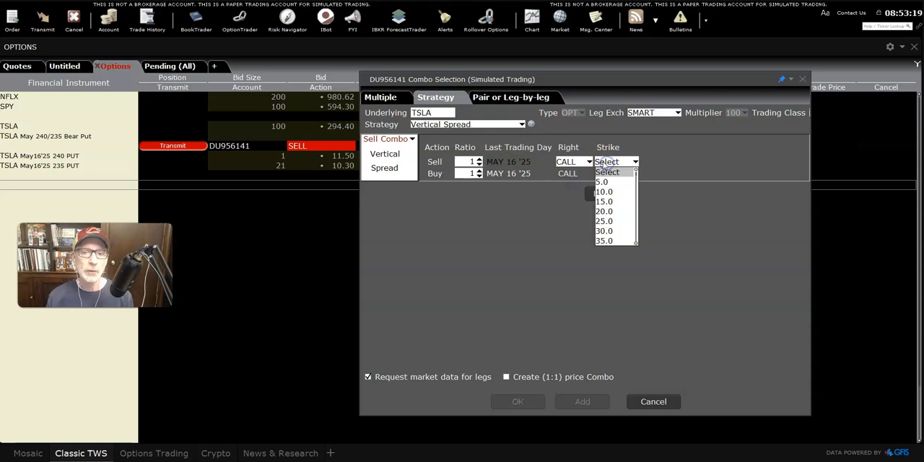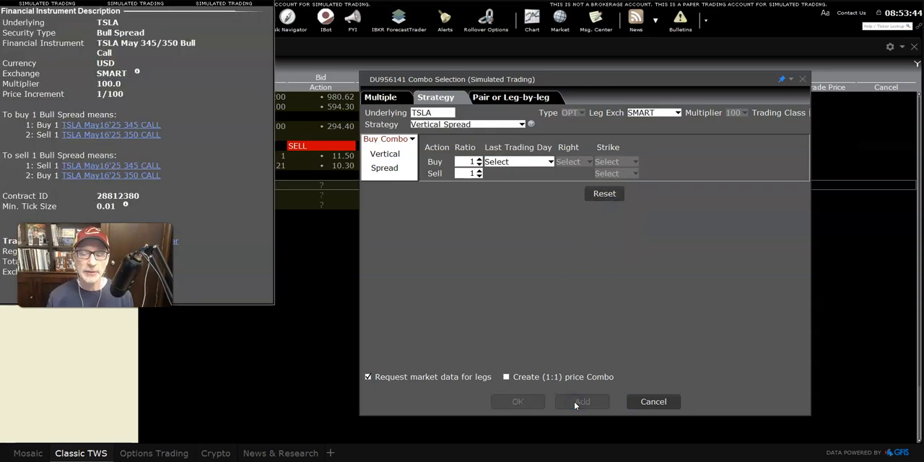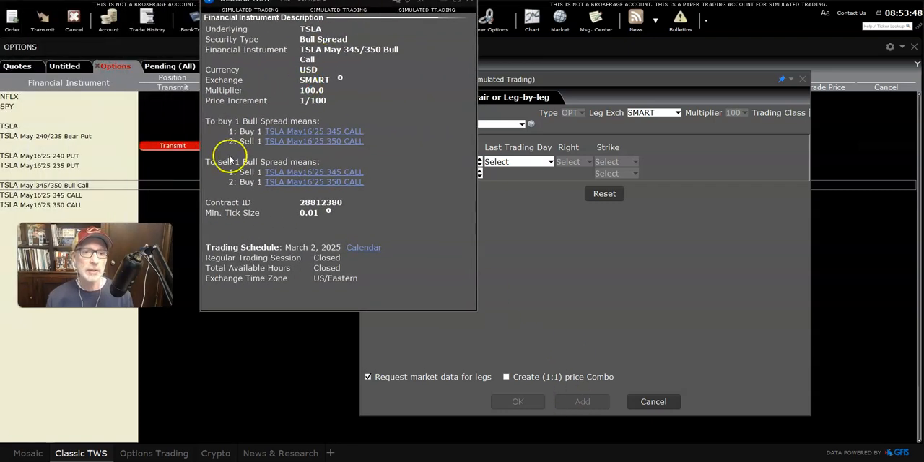This time we're going to choose the call side. Now, once again, you have to choose the strike prices above the current price of the stock to give yourself some cushion. So if Tesla's at $294, let's go up to about 345. We're going to choose the 345 strike that we're going to sell, and we're going to buy the 350. Once again, $5 wide. We're going to add it here. Okay. And this other box comes up, tells you what you're doing. To sell the spread, you're going to sell the 345 call, and then you buy the 350.